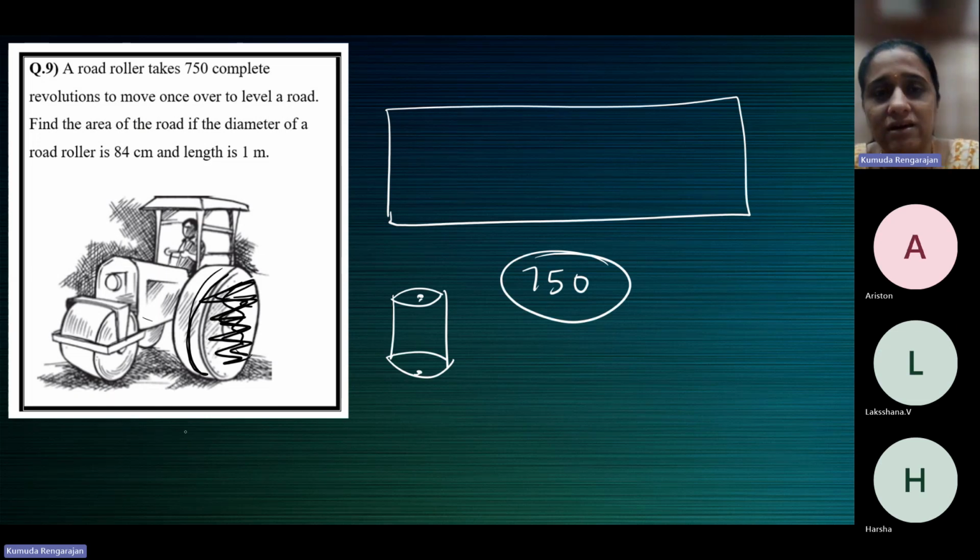So the area covered by the road roller in going one complete revolution is equal to the CSA of the road roller. When you find the CSA of the road roller, that's the area covered by the road roller in one complete revolution. So in one revolution, the area covered is the CSA.